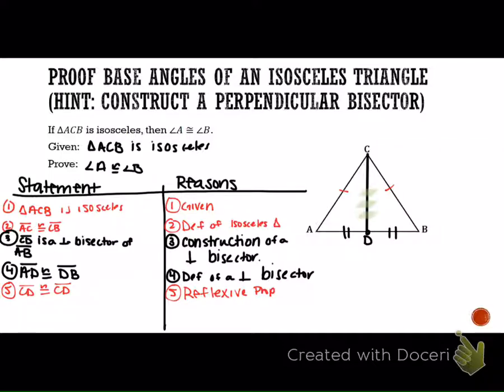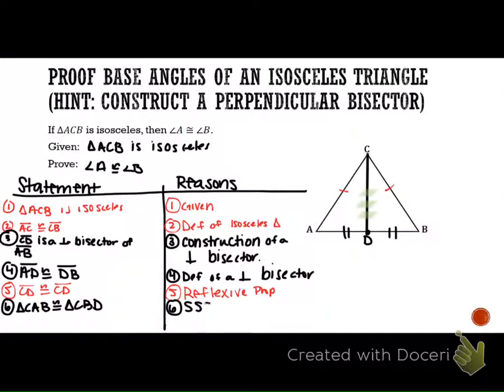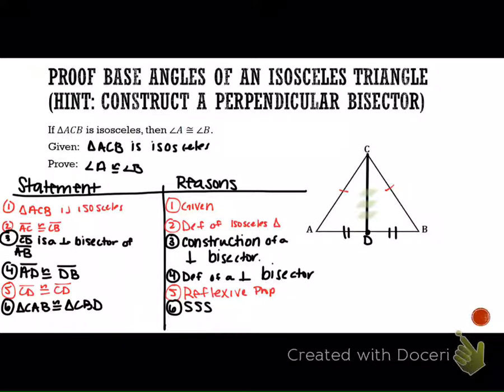Okay, so Gabe, tell me my two triangles that are congruent. CAD, you said? And CBD? Good. And what is the reason, Gabe? Side, side, side. Yep. And then finally we can say angle A and angle B are congruent. They line up. They're corresponding parts of congruent triangles, so therefore they are congruent.